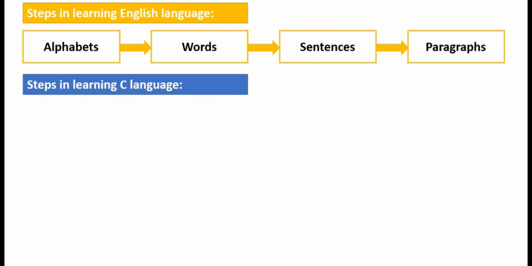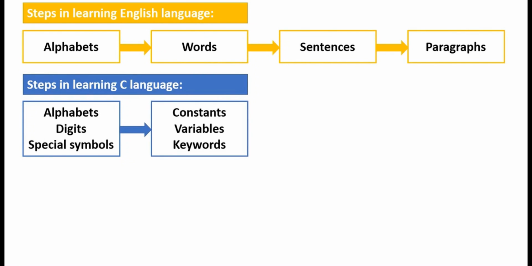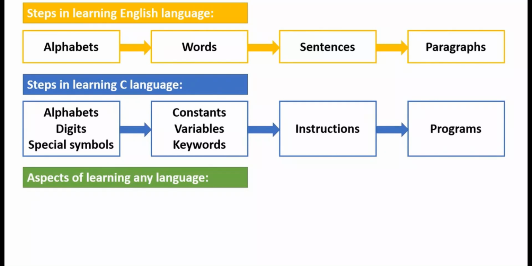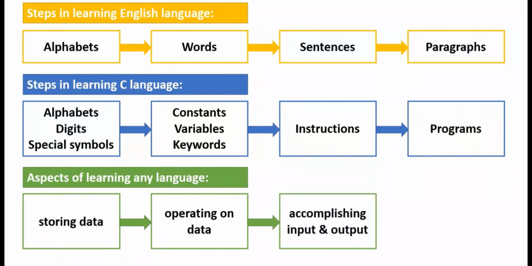Instead of straight away learning how to write a program, we must first know what alphabets, numbers and special symbols are used in C. Then how, using them, constants, variables and keywords are constructed. And finally, how these are combined to form an instruction. A group of instructions would be combined later on to form a program. There are 4 important aspects of any language: the way it stores the data, the way it operates upon the data, how it accomplishes input and output, and how it lets you control the sequence of execution.